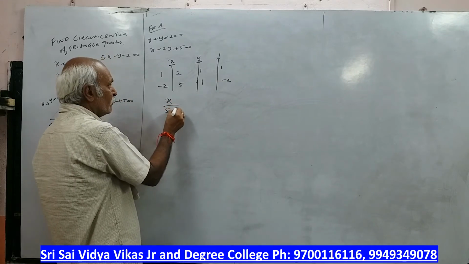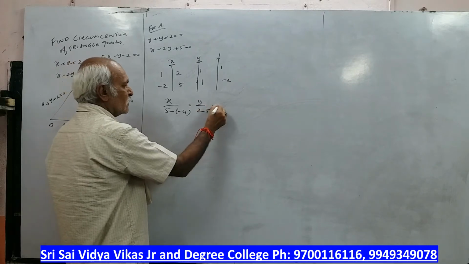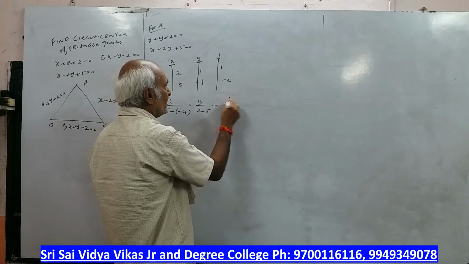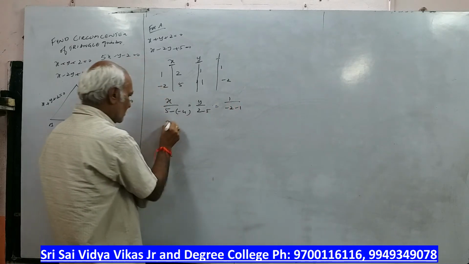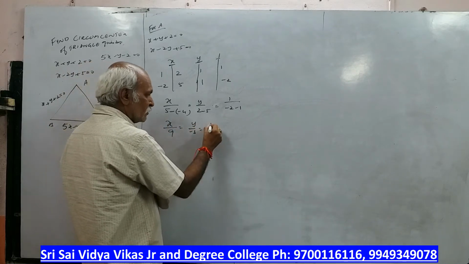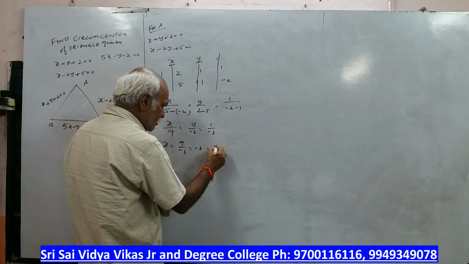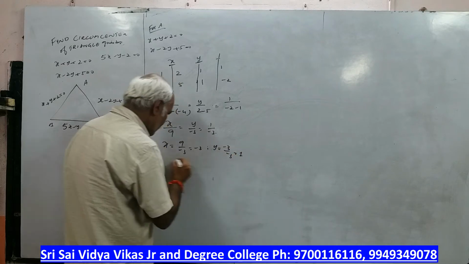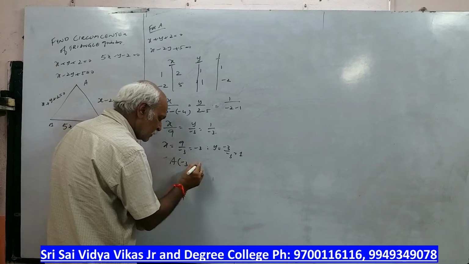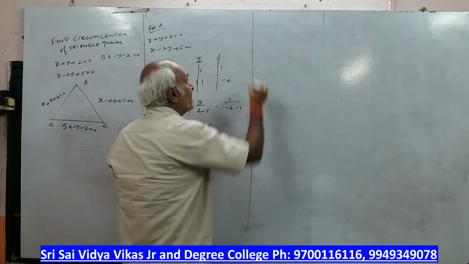x by 5 minus of 4, y by 2 minus 5, 5 minus of minus 4. Next, 1 by minus 2 minus 1. x by minus of minus is plus, y by minus 3 is equal to 1 by minus 3. x is equal to 9 by minus 3, which is minus 3, y by minus 3 is 1. So that is the A point: minus 3 comma 1. Right?